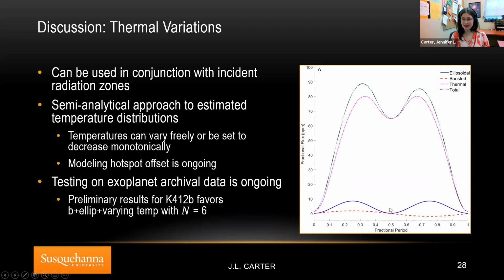As a reminder, 0.5 corresponds to the primary transit in this plot. And we see that there's a dip in light, implying that this substellar point temperature is cooler than this temperature. That's what we find. I think that this might be because it's actually trying to account for a hotspot offset, but it's doing it in this odd way because this temperature and this temperature would be equal. So we're getting some odd temperature distributions.